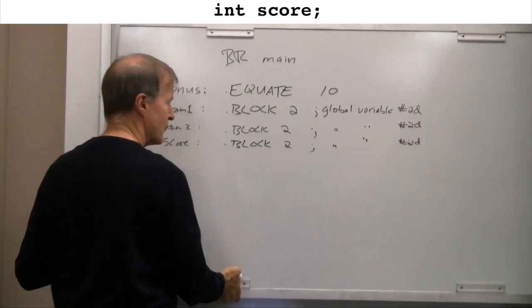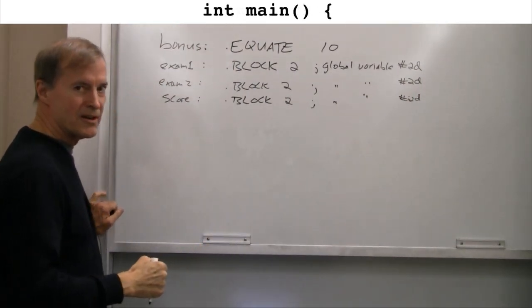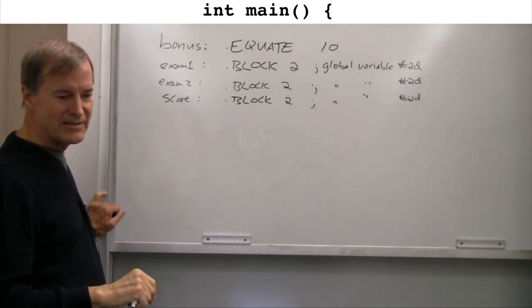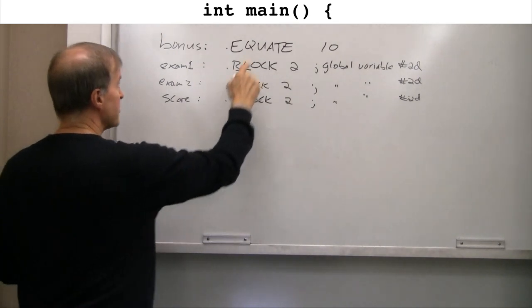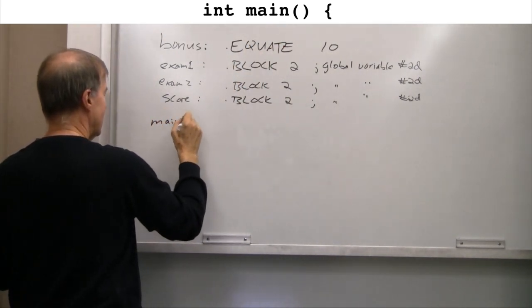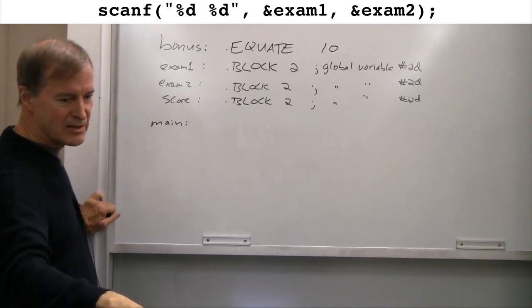Good. So far, so good. We're really on a roll here. Now, next, we're in main. And this was branch to main. So what goes here? Main. Now, what's the first thing that main does?